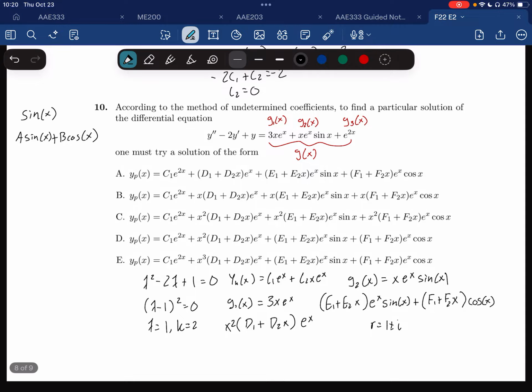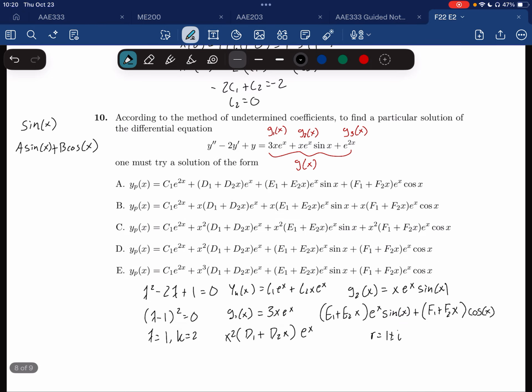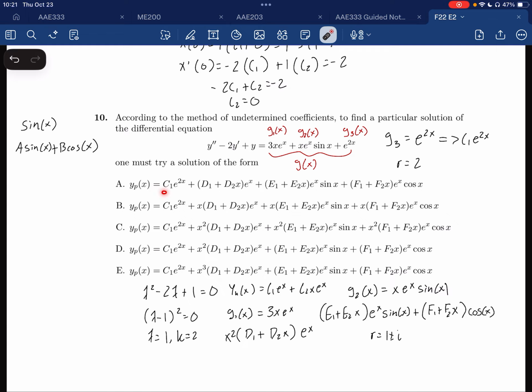And finally, let's look at G3. I'll do this up here. Here, the root is going to be r equals 2, right? r equals 2 is not a root of the homogeneous characteristic equation, so we don't have to multiply anything, and the generic form of this is just going to be c1 e to the 2x. And the way I chose my constants, I've been looking at the answer choices as I've been going along, and I've realized that, for e to the 2x, for example, they stuck with c1.